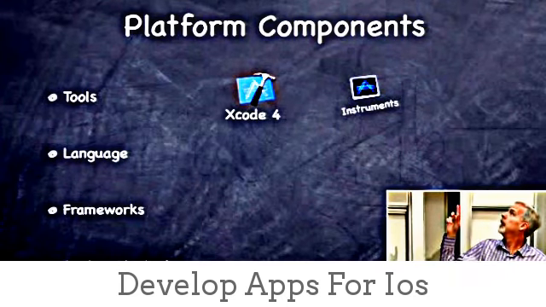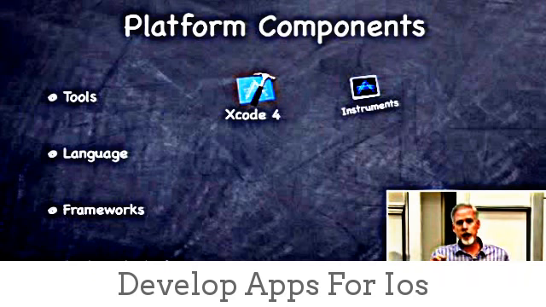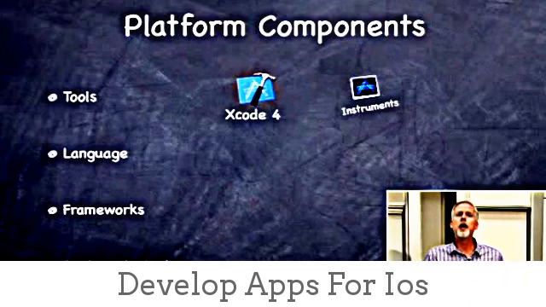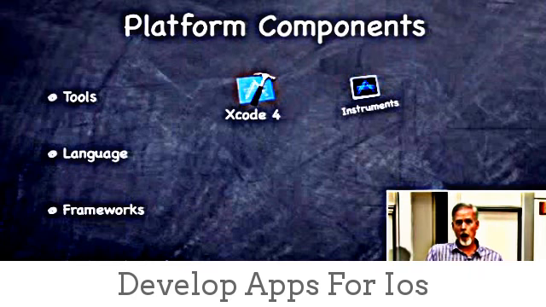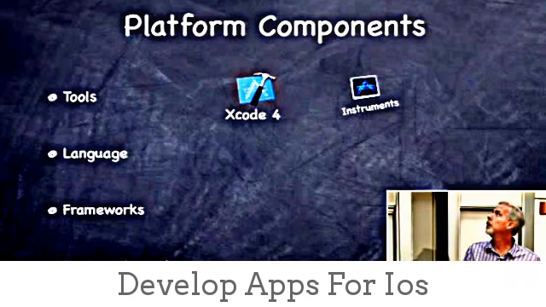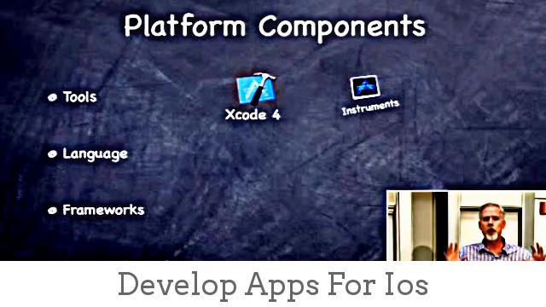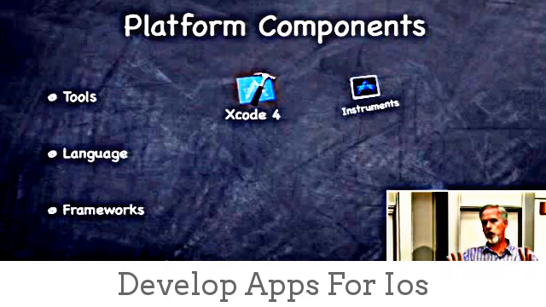There is Instruments, which is almost like a plug-in, kind of an attachment to Xcode, that lets you measure what your application is doing: its memory usage, its performance, its graphics performance, things like that. So we'll talk a little bit about Instruments. But most of what we're going to do, we're going to be sitting in Xcode 4.